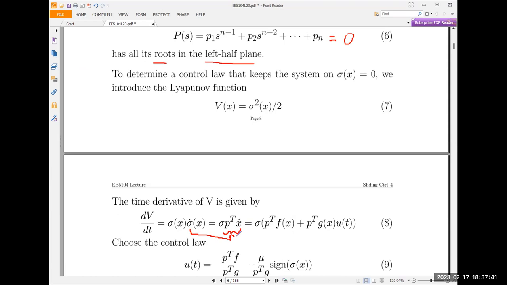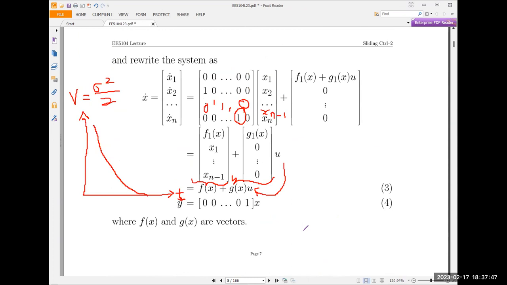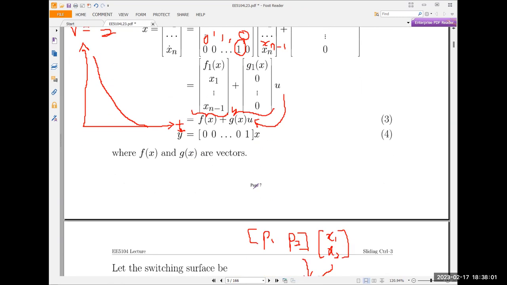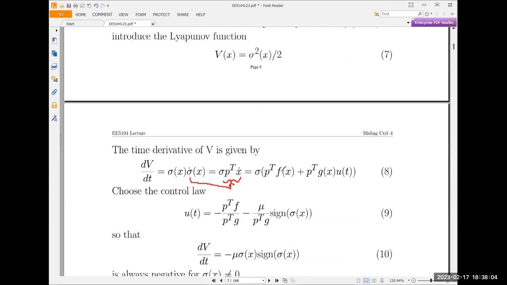Then what is X dot? Go back and do some more algebra. Go and look for X dot. X dot is this one here. X dot is F G U. So I just do algebra. I substitute X dot as F G U. So PT is in front. So the slope is now given by this expression here.